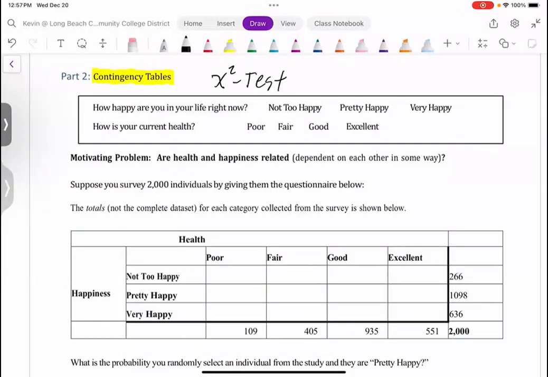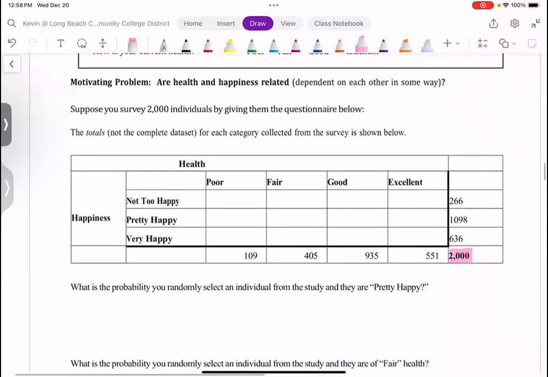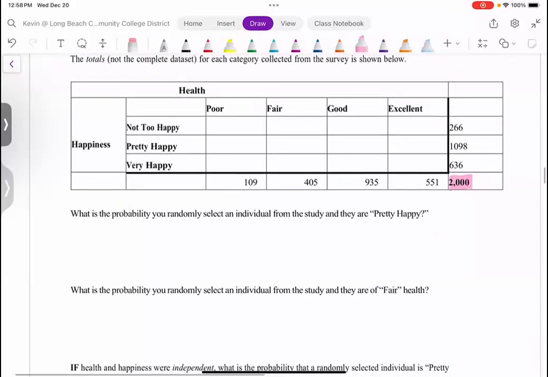Now you can see the grand total over here is the 2,000. And so how many people are pretty happy? 1,098. How many people are in good health? 935 total. So we're going to use this table to answer the following questions so we can get an idea.